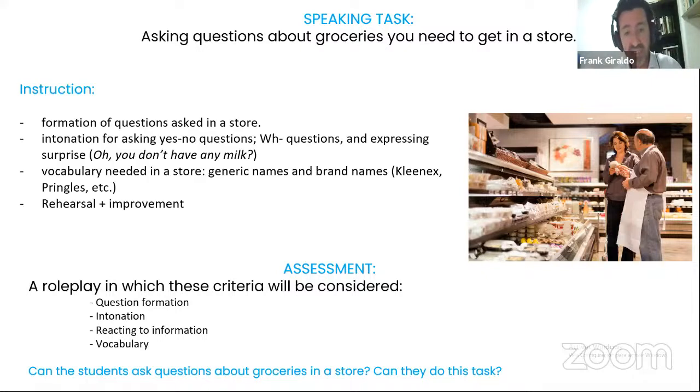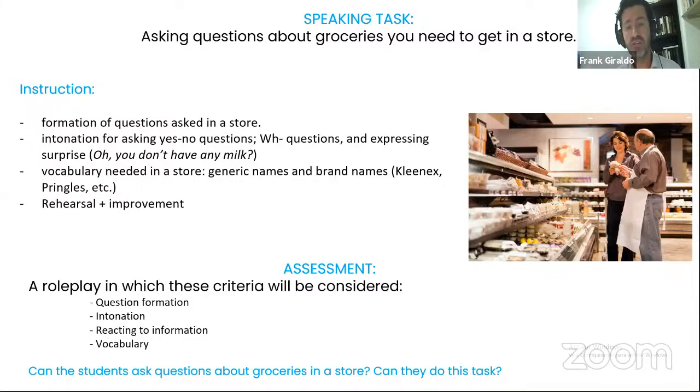So whatever happens in teaching will lead students and you towards task completion or task development. So if you're going to work on formation of questions asked in a store, then that's because that will allow you and your students to work on task development. If there is intonation for asking yes, no questions and WH questions and expressing surprise, oh, you don't have any milk? So that's for that particular context and task.